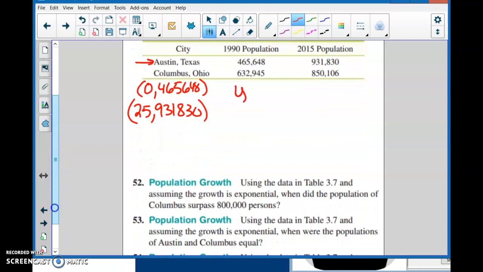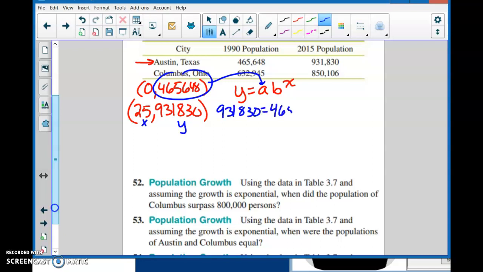So what we're going to do is create an equation based on those 2 points, and we're going to use our formula, which is y equals a times b to the x power. Now I know my a because this is my initial value, and then I have an x and a y. So it's 931,830 equals my initial times this ratio that we don't know what it is. Is my population doubling? Hopefully not, because that's people, that would be way too fast. But it's been 25 years, so 25 years goes in the exponent.